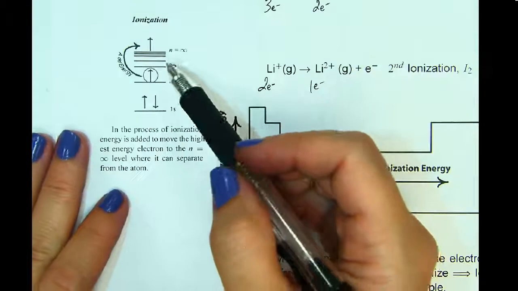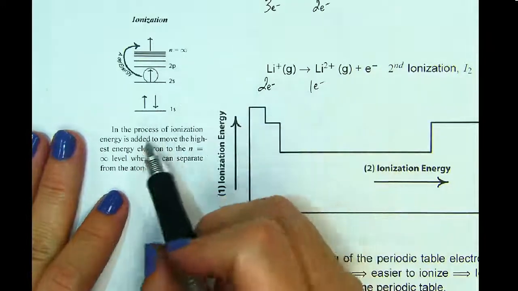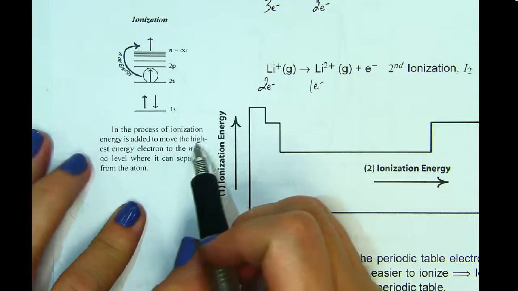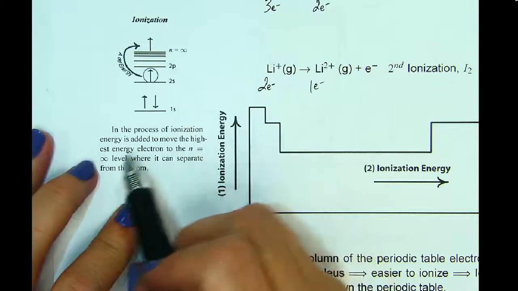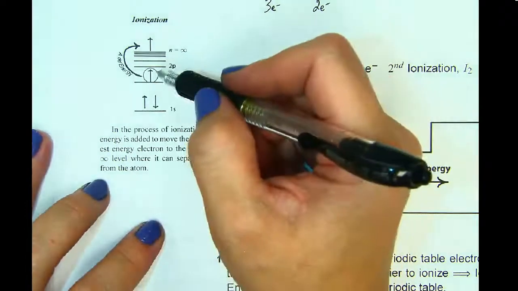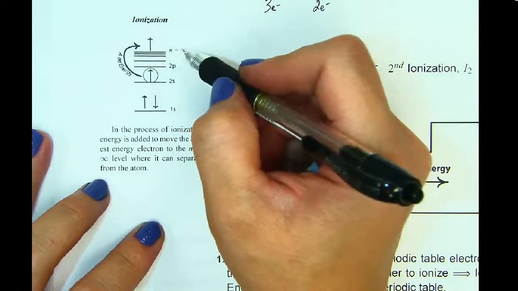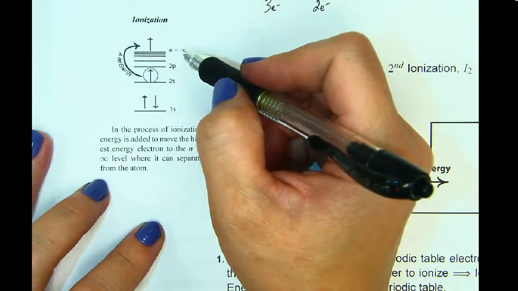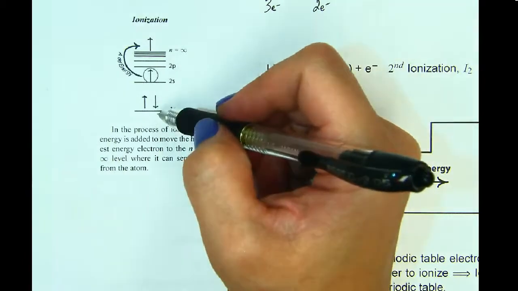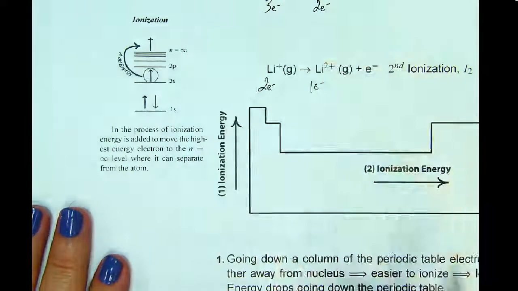So here is a little diagram, and in the process of ionization, energy is added to move the highest energy electron to the n equals infinity level, where it can separate from the atom, meaning you're removing the electron to an infinite distance away from the nucleus. It's going completely away from this atom entirely.